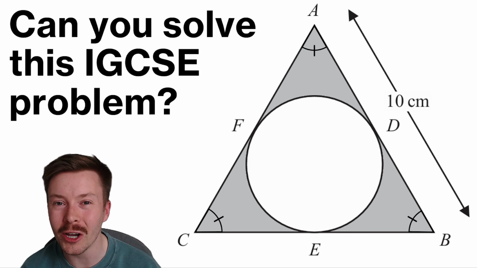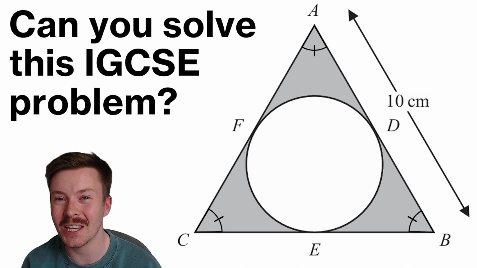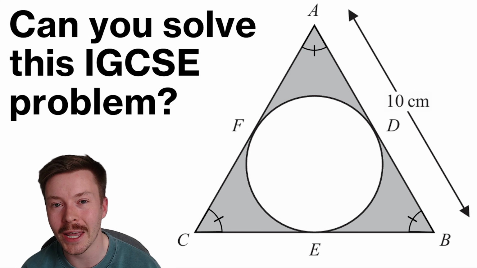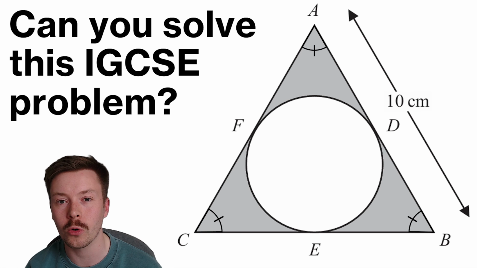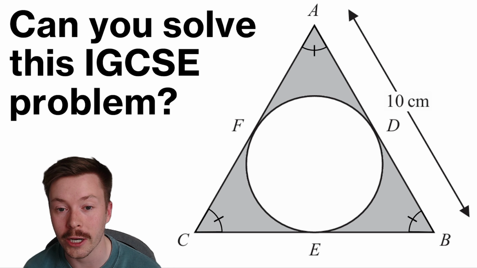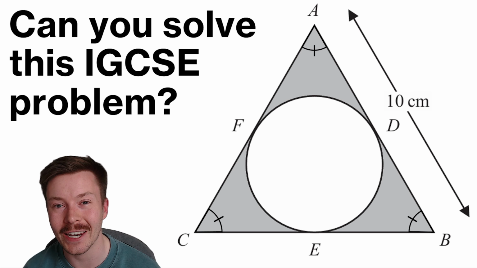This week's problem is an IGCSE problem. It's on a GCSE paper. Can you solve it? It is about finding the shaded area in this diagram. It's a triangle with side length of 10 centimeters. It's an equilateral triangle and it's got an inscribed circle which is tangent to the three sides of the triangle. Can you find the shaded area?